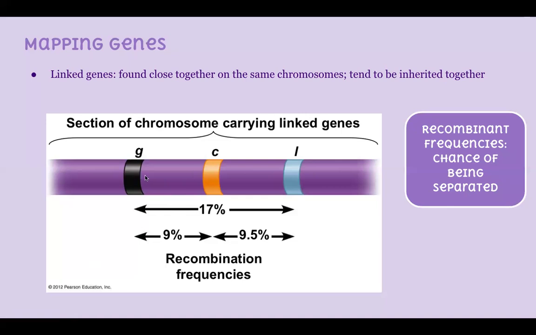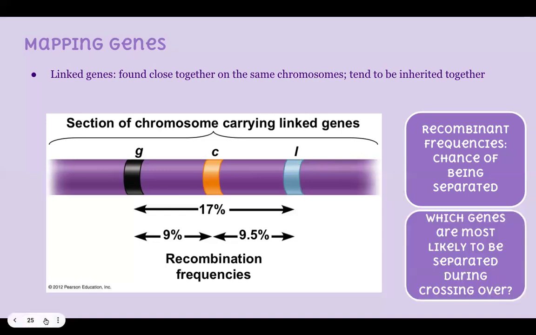Now, hopefully this makes sense. G and C are very close together, right? They're super close together. So it is less likely that they will be separated during crossing over. Same with C and L. But G and L are farther apart, so it is more likely that they will be separated.